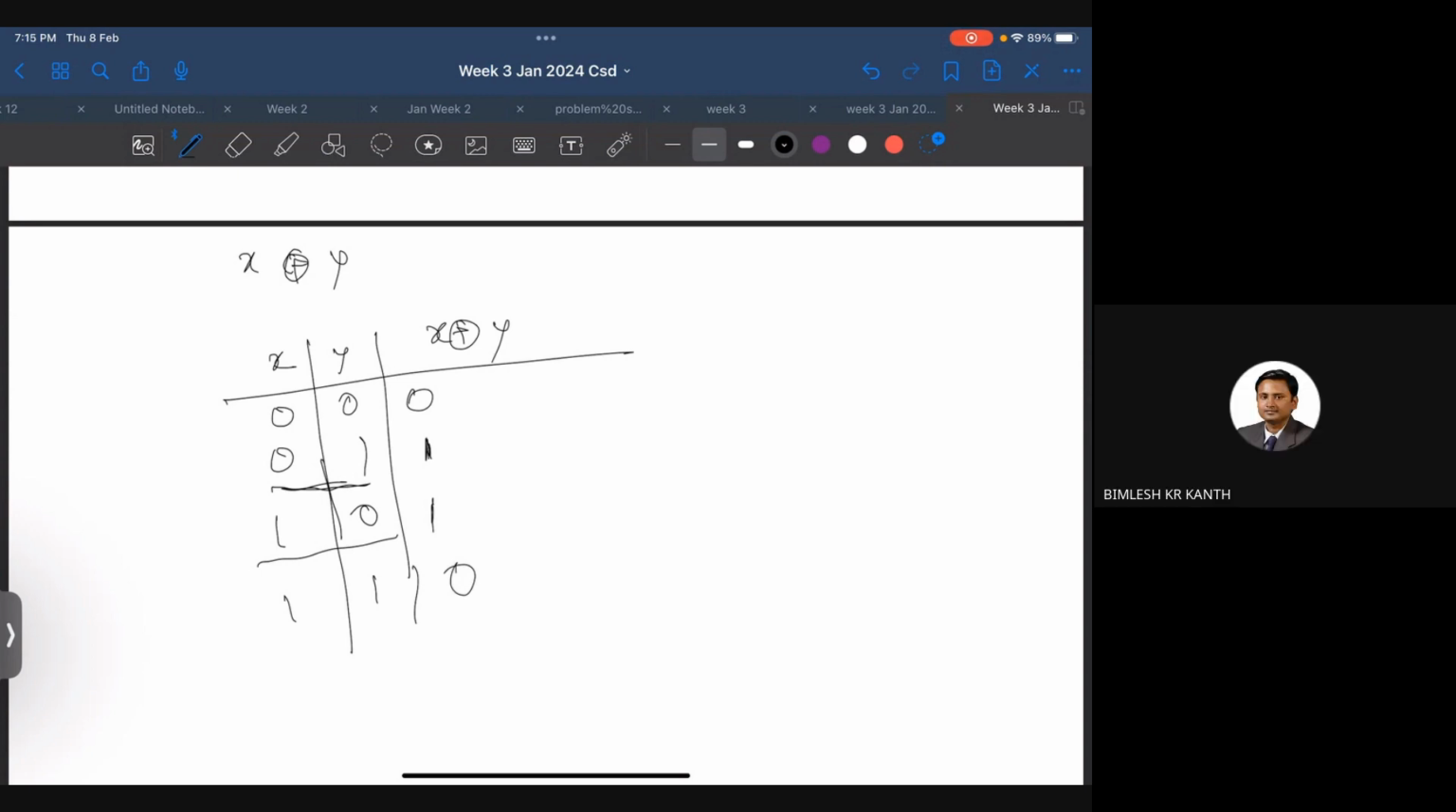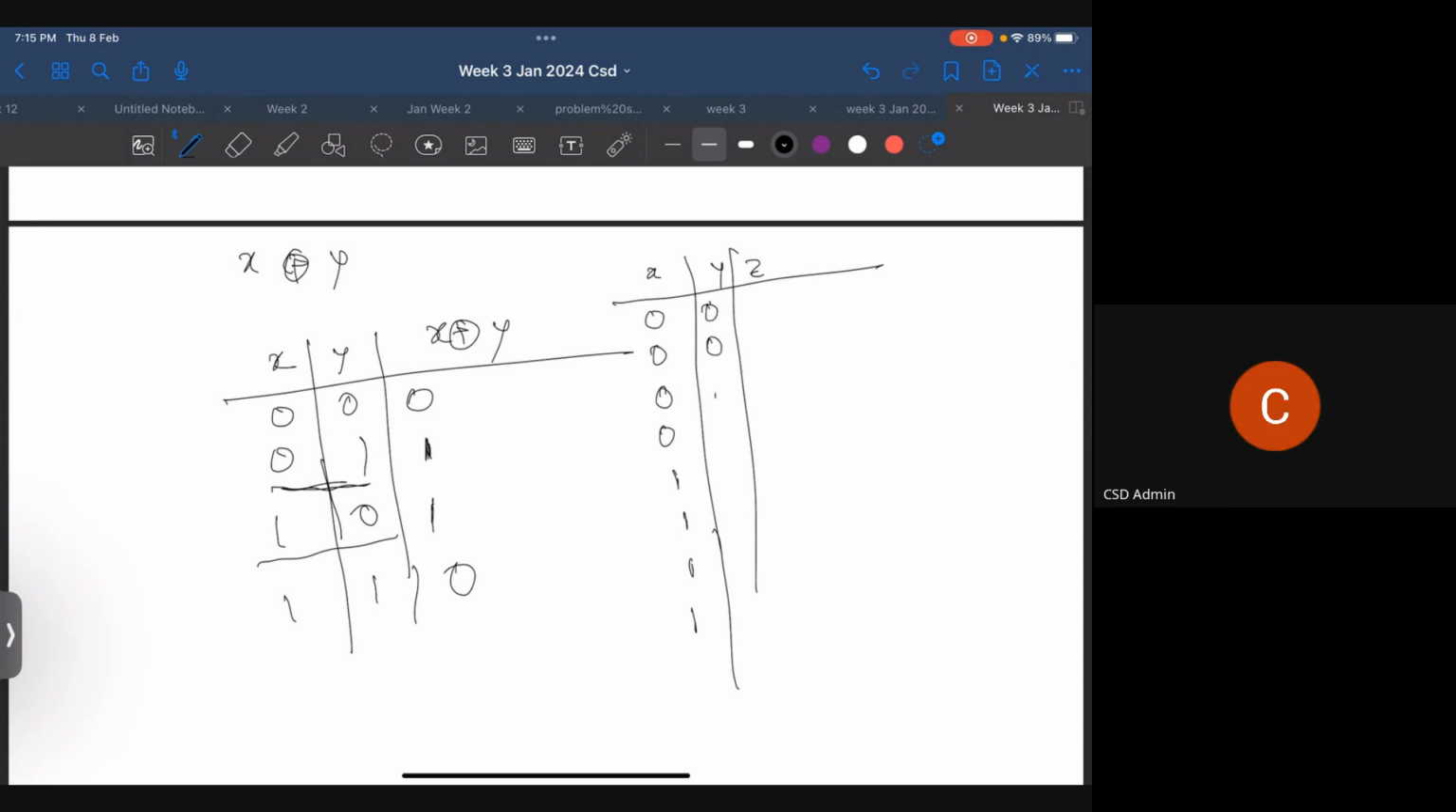How about X, Y, Z, three variables? In that case, see, what is an XOR gate? Exclusive OR. It means only one of them can be 1, only then the output is 1. So with combinations 0 0 1, 1 0 0, and so on, we fill the truth table.